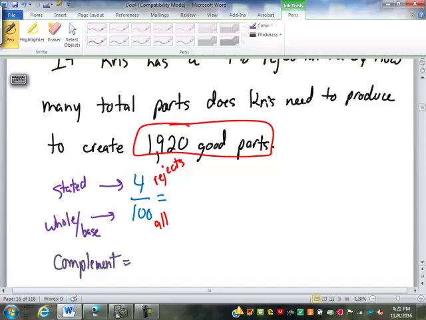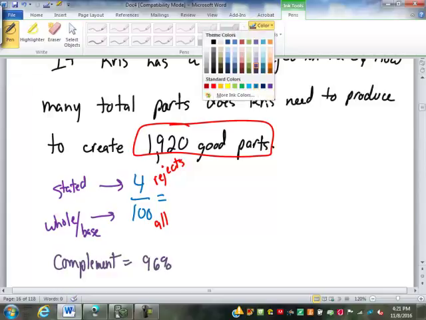And I'm sure you've all used these before. If you think of a discount, let's say you're going to get a 20% discount. Well, what percent do you pay? 20% discount, you would pay 80%, right? 100%, the whole amount, minus 20% gives you 80%. That's the complement. That's what's left over after a certain percent. So here we have a 4% reject. What percent is good? 100 minus 4 is 96% is good.